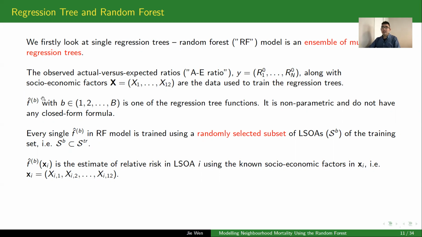Although I can write it down as F hat B, it is a non-parametric model, so it doesn't have any closed form formula we can write down on paper. Every single F hat B in a random forest model is trained only using a randomly selected subset of RSOs, rather than all of the RSOs in the training set. I will go back to this point later on. And F hat B of xi: if we substitute xi into the tree model, this is the estimate of the relative risk in one RSO using the non-socioeconomic factors in the xi using the tree model F hat B here.